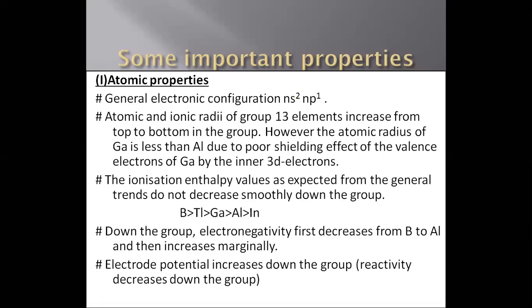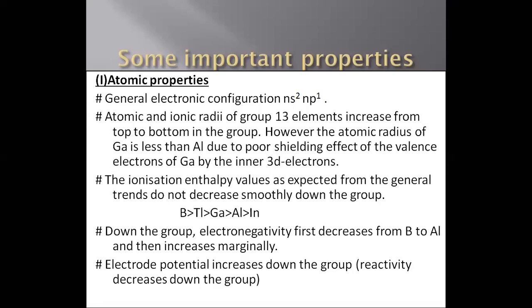That is because of the poor shielding effect of the 3d electrons present in gallium, which makes it smaller in size than aluminium. Similarly, when we come to the ionization enthalpies, as a general trend, ionization enthalpy decreases down the group. But again, because of the shielding effect, the ionization enthalpy values do not decrease smoothly down the group. You can see the trend there.